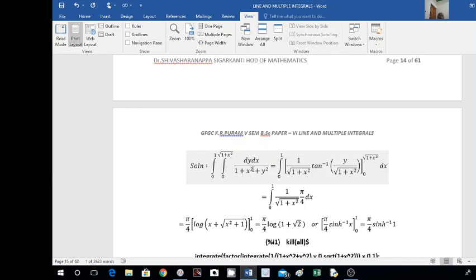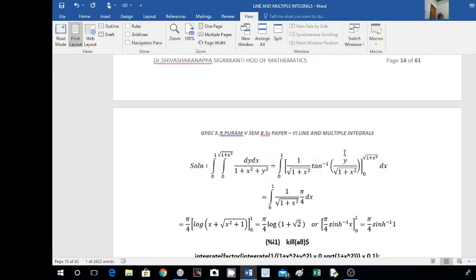That root of 1 minus x square is nothing but our a. This is in the form of a square plus y square. Its integration is 1 by a into tan inverse of y by a, between 0 and root of 1 plus x square.